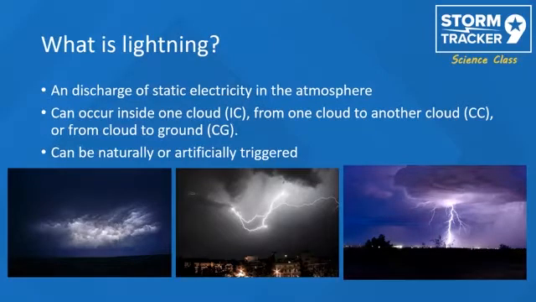It can be naturally occurring, or it can be artificially triggered, and we see that out here a lot with the windmills, the solar energy, and a lot of the oil equipment. Those can be definite lightning magnets, quote unquote. We can also see cloud to air lightning, although it's not as common, but you'll see why some of the branches in those lightning bolts, like this one over here, fade away. We'll talk about that too.